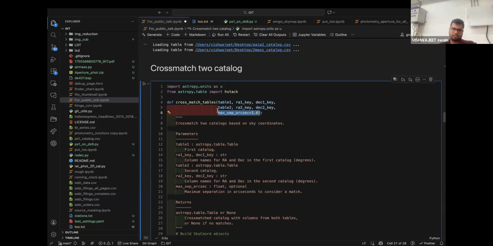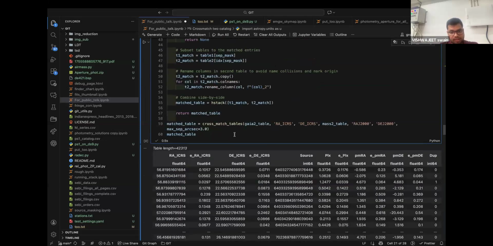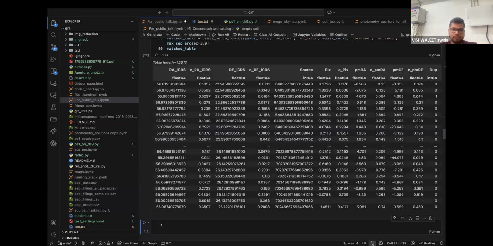So there is a 3 arcsecond separation, which means that if two sources are within 3 arcseconds, then it is the same source. You can decrease it if you want more accuracy, or you can increase it, but then there might be a chance that two different sources get matched as the same one. Okay, so to utilize this function, we just need these inputs, and then we run it. It will give you the matched sources.